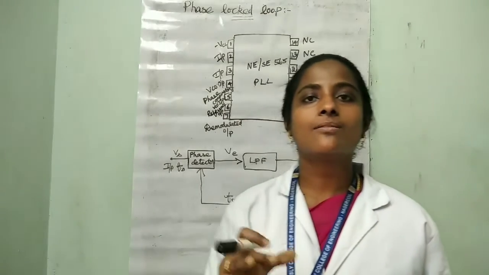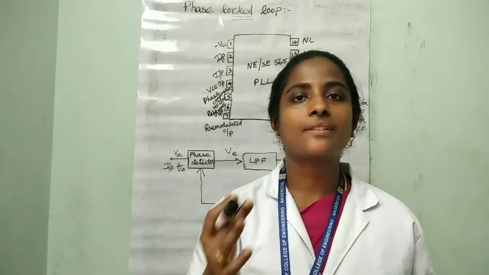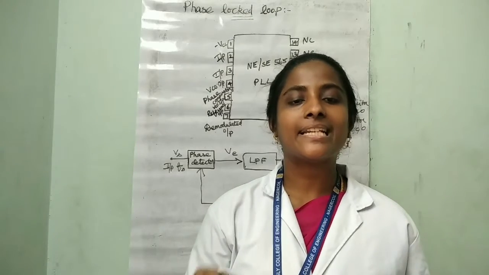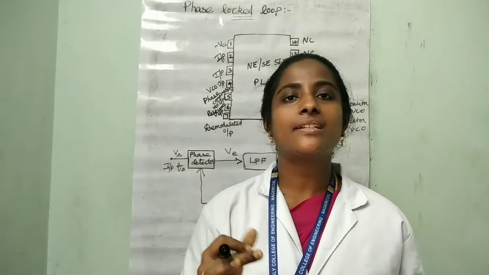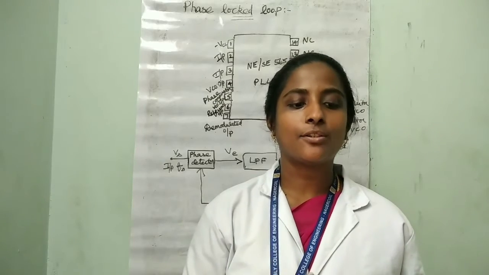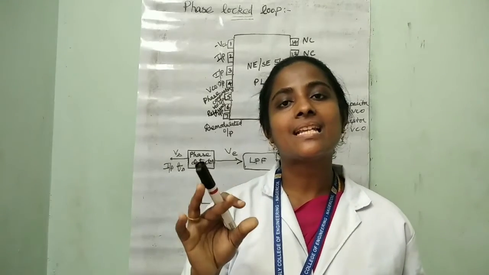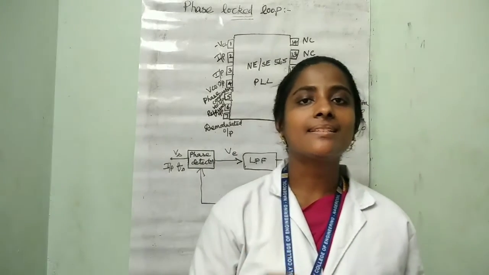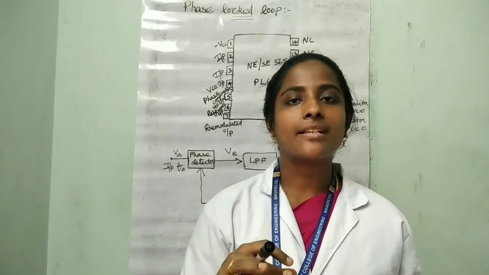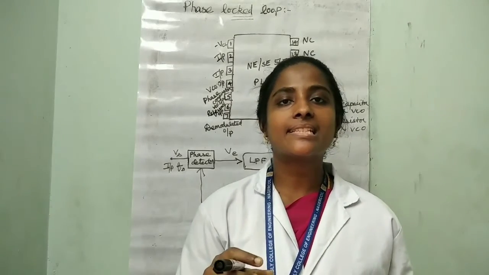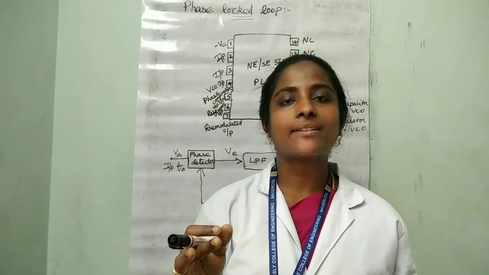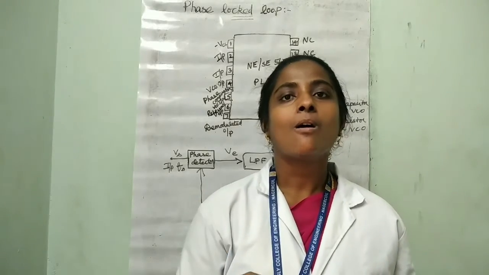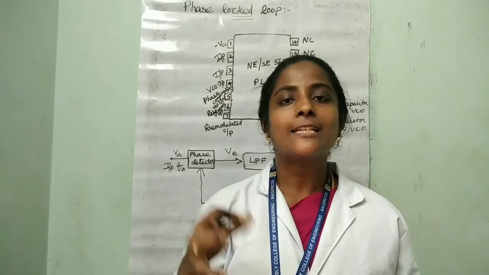So the control voltage is shifted in a direction that reduces the frequency difference between Fs and F0. During this action, the signal is said to be in the capture range. The VCO continues this action until its output frequency becomes equal to the input signal frequency.